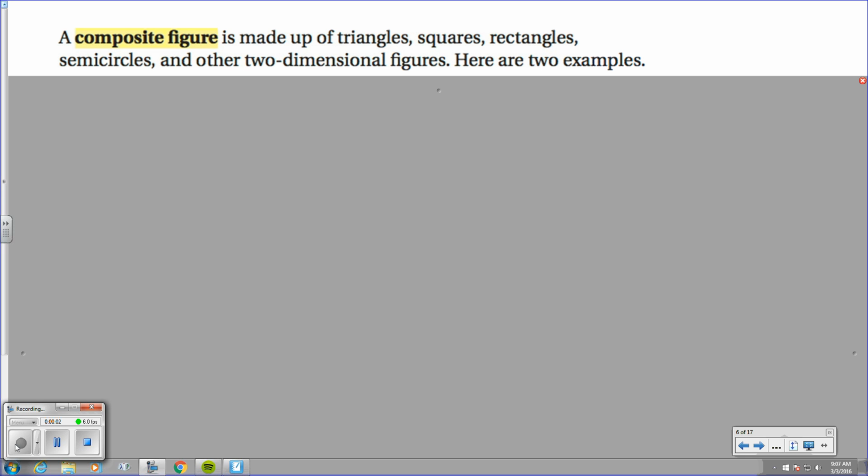Today's lesson is on composite figures. These are notes for section 8.2. Go ahead and open those notes, and in the first blank write composite figure. A composite figure is made up of triangles, squares, rectangles, semicircles, and other two-dimensional figures.